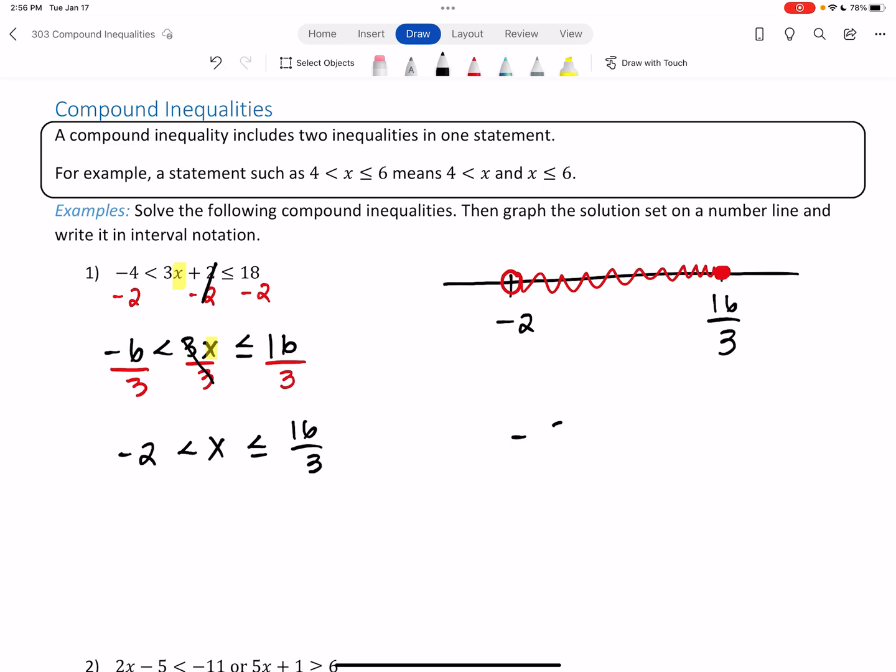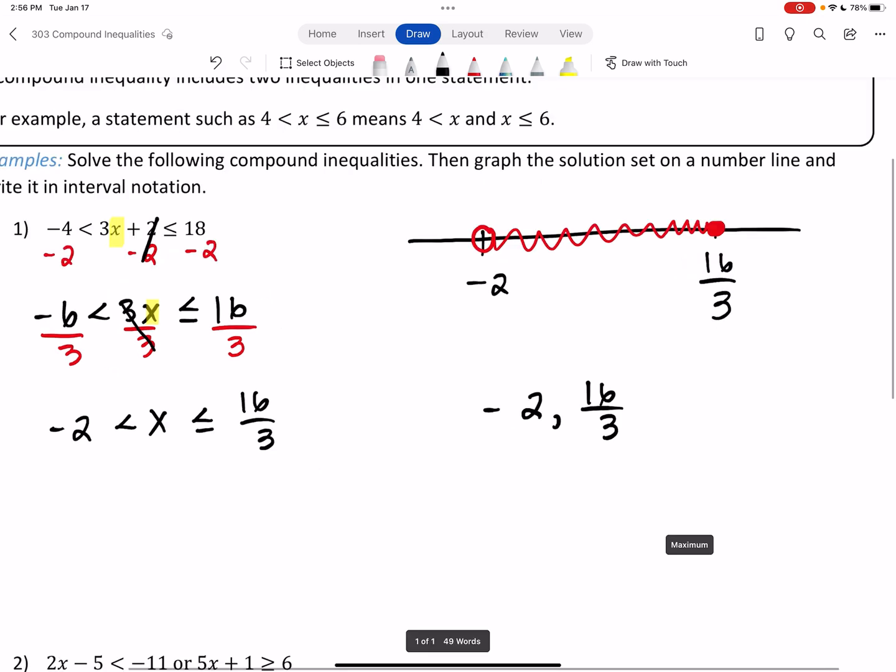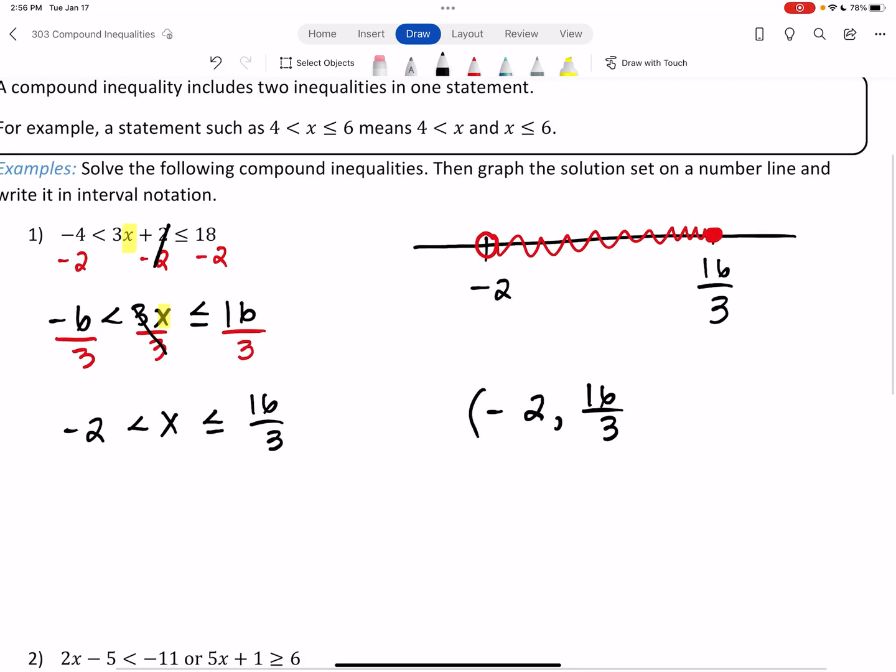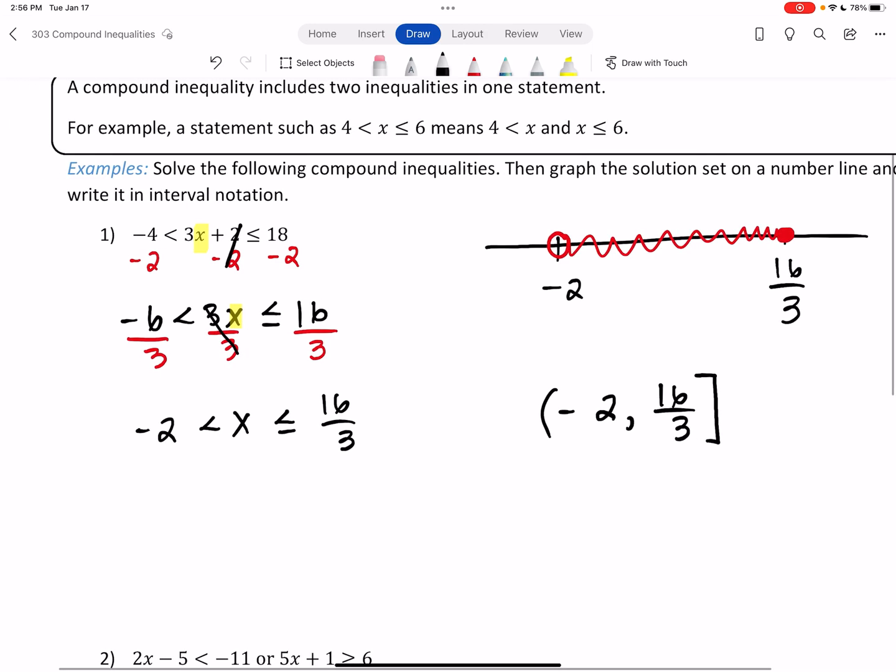When I write it in interval notation, I start at negative 2 and I end at 16 over 3. Negative 2 didn't have that equals, it has that open circle, so it gets a parentheses. 16 over 3 gets a bracket because it has the less than or equal to and that filled in circle. So that was a compound inequality where the x was stuck in between 2 things.